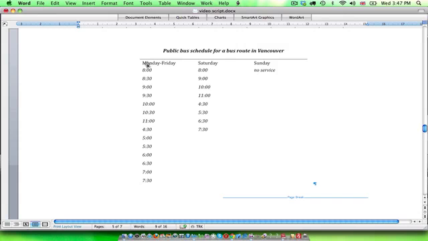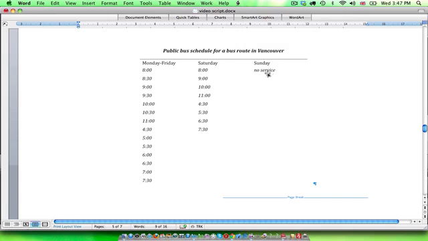So if we look between Monday and Friday, there is heavier bus circulation between 8 a.m. and 11 a.m. and again between 4:30 p.m. and 7:30 p.m. So we can see here's one minor trend and here's another minor trend. On Saturday there are more minor trends, 8 to 11, minor trend, 4:30 to 7:30, minor trend. Sunday there is no service.